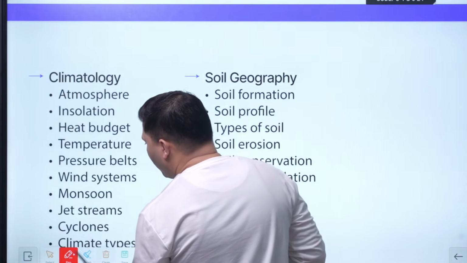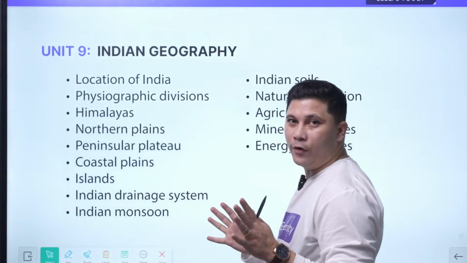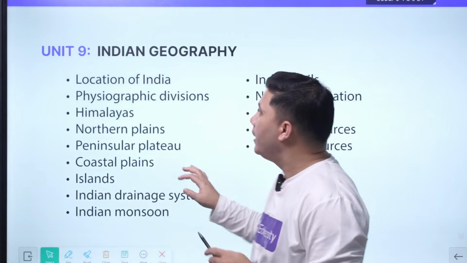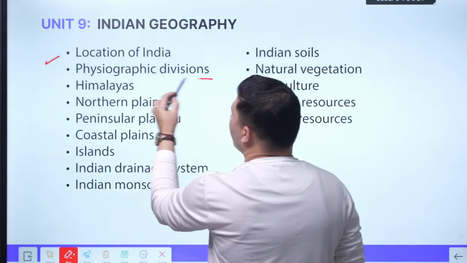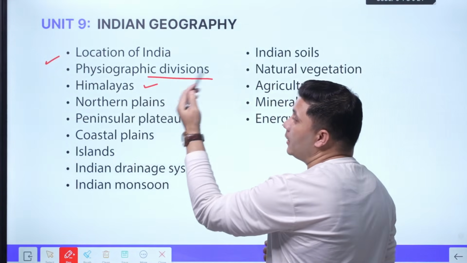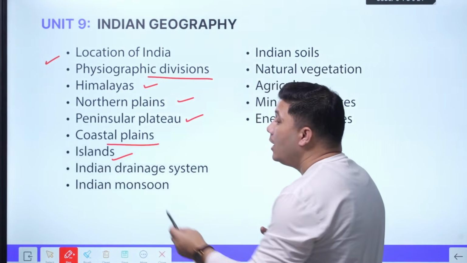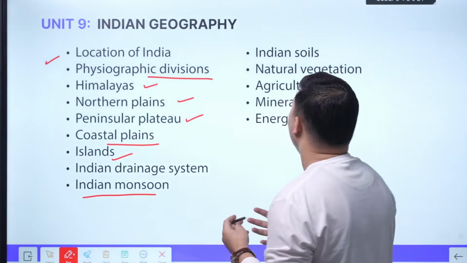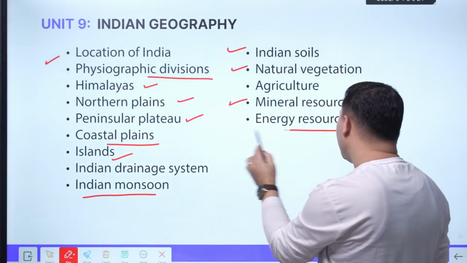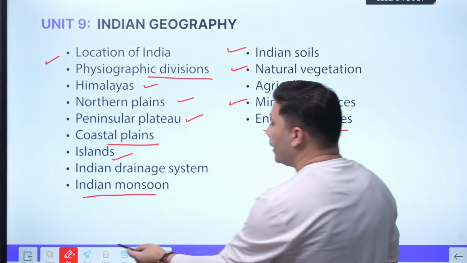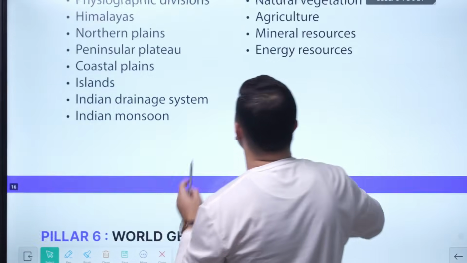Now apart from physical geography, you have to study Indian geography also, which is very important. In Indian geography, you have to study thoroughly the location of India and the physiographic division of India: the Himalayas, the northern plains, the peninsular plateau, the coastal plains, the islands. Indian monsoon, which is very, very important. Then Indian soil, agriculture, mineral resources, energy resources in India. In Indian geography, you will have to study all of these things.